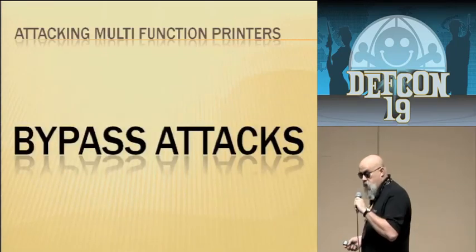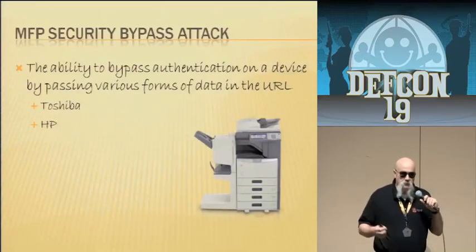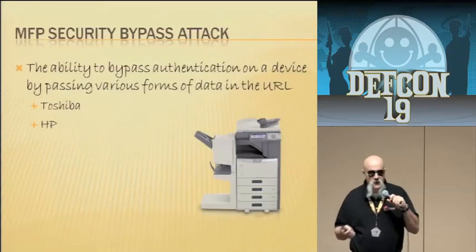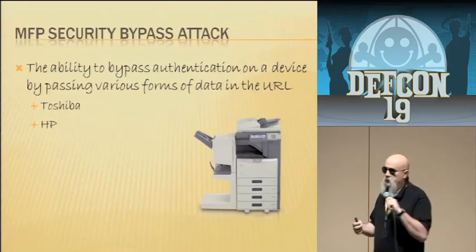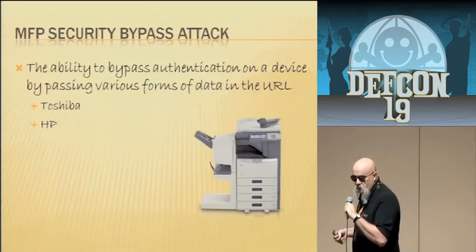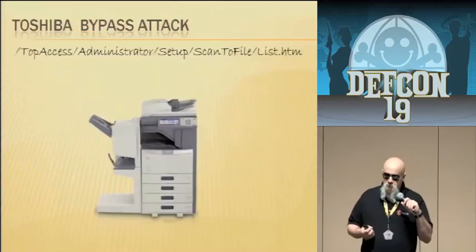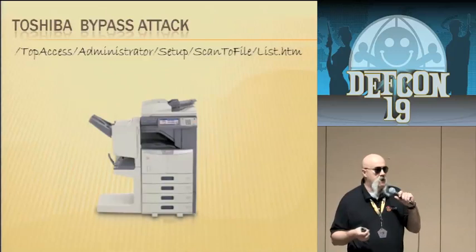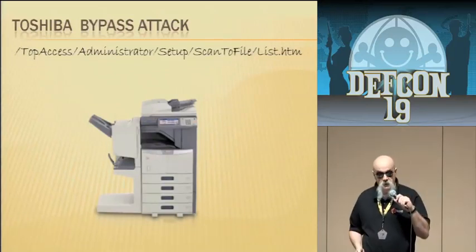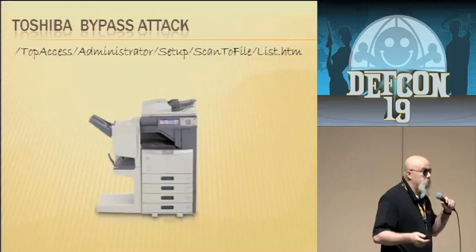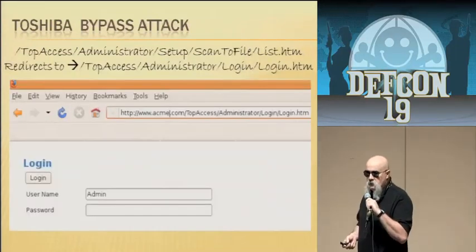So the first one I want to talk about is the bypass attack. This is the ability to bypass the authentication on a device by passing various forms of data in the actual URL. We got two examples we're going to show today, and that's the Toshiba and an HP. So on the Toshiba, if you look at this URL, this would give us access to the scan file configuration page on that printer. If you enter this URL in, the Toshiba is going to take you or redirect you to a logon page.